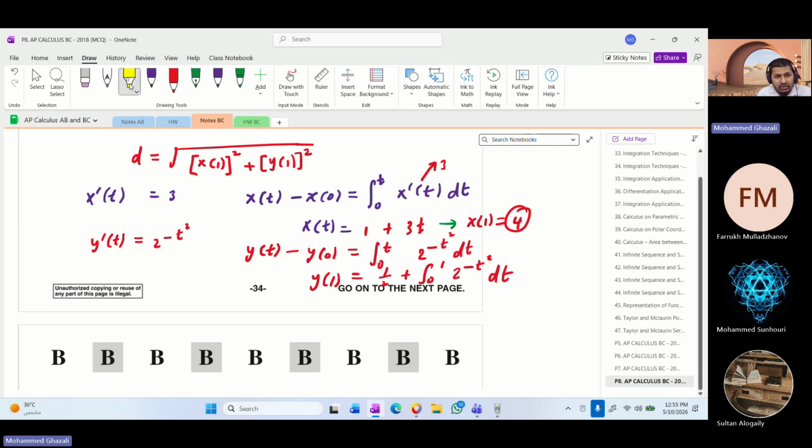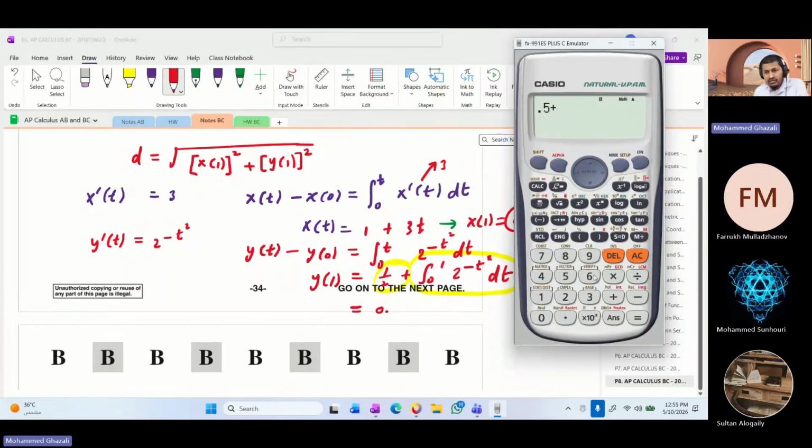Now I can't find this integral by hand; you have to use your calculator for this. You can't integrate this, because if you make the exponent equal to u, you'll have no t to cancel it out with. The derivative of t squared does not appear in the integral. So y of 1 is 1/2 plus the integral from 0 to 1 of 2 to the power negative t squared dt. It's 0.5 plus 1.31.